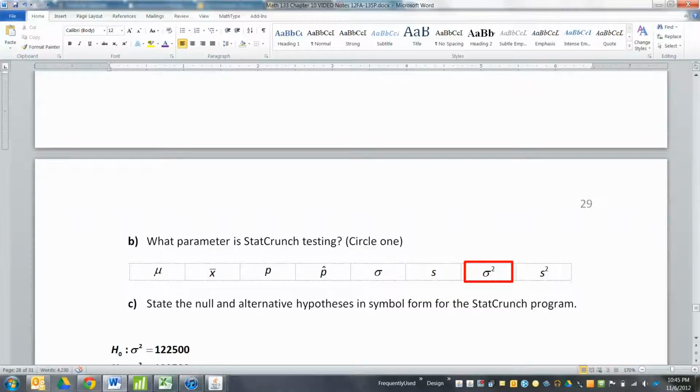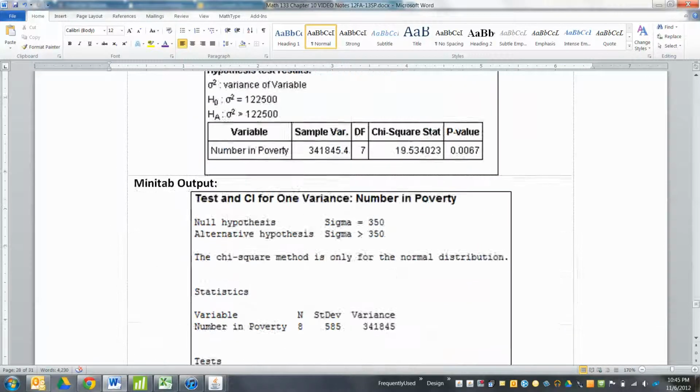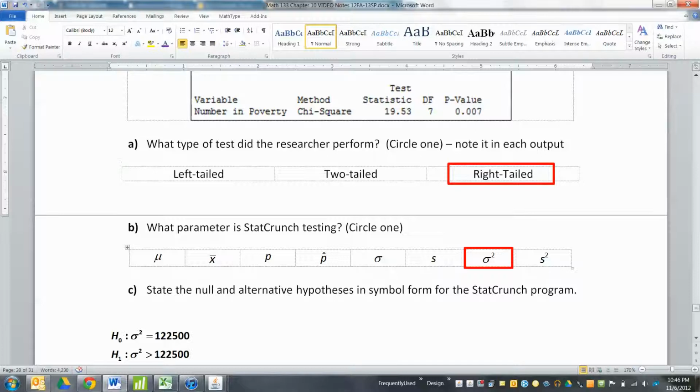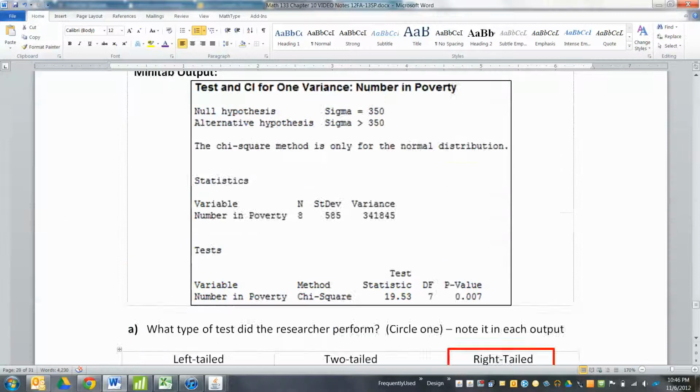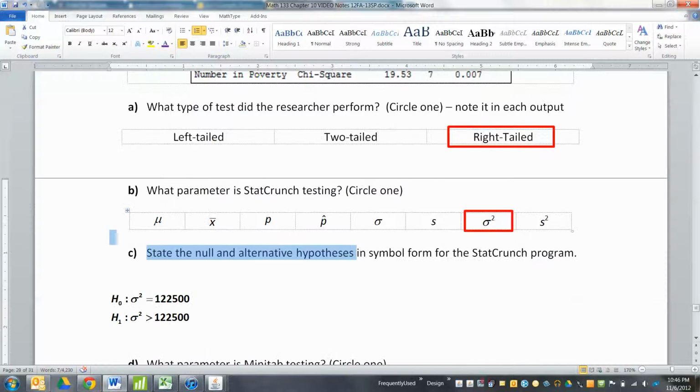All right, what parameter is StatCrunch testing? StatCrunch is this output up here, the one we are more familiar with, and you can see that it's testing sigma squared, which is the variance of that variable. So the null and alternative hypotheses in symbol form for StatCrunch are sigma squared equals 122,500, and sigma squared is greater than 122,500. That's the null and alternative.